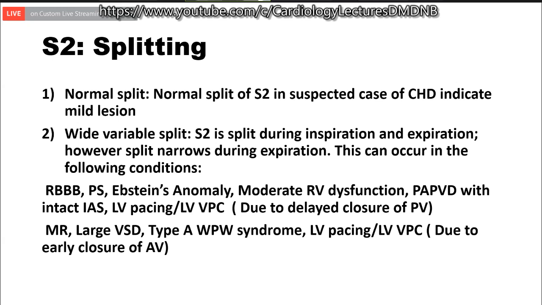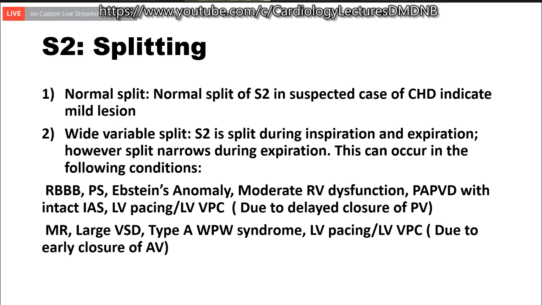Wide variable split. S2 is split during inspiration and expiration, however the split narrows during expiration. This can occur in the following conditions. There are two mechanisms of production of a variable wide split of the second heart sound, which may be due to delayed closure of the pulmonary valve, or it may be due to early closure of the aortic valve.